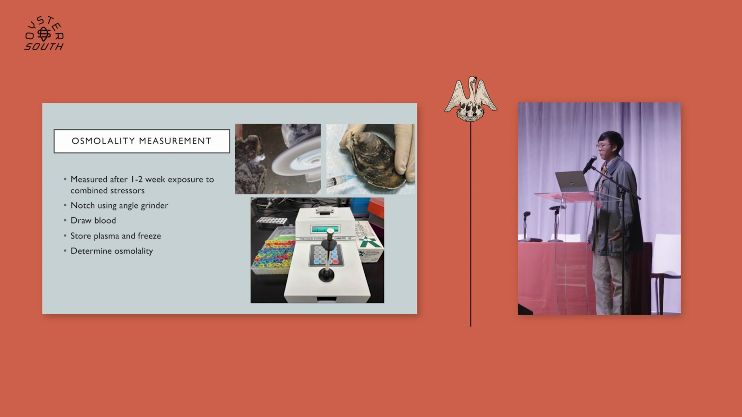So I also mentioned earlier that we were going to measure osmolality. We measured osmolality after a 1 to 2 week exposure to the combined stressors phase, when mortality was just getting high in some of our tanks. We were a little worried about sample size. So the first step to getting osmolality was to notch the oysters using an angle grinder. We notched these oysters on the dorsal side to expose the abductor muscle. From there, we draw blood using a syringe, and we can separate the blood and plasma by using a centrifuge. We then stored the plasma in the freezer, and once we had all the samples ready, we thawed the plasma and then determined osmolality using an osmometer, which is that device that you see in that bottom picture.